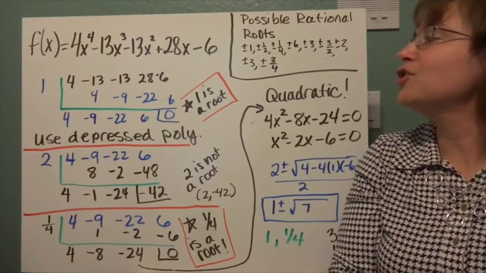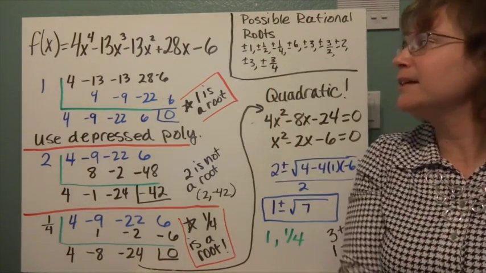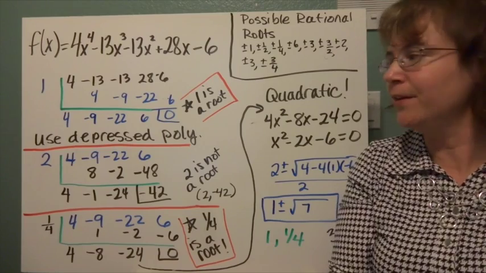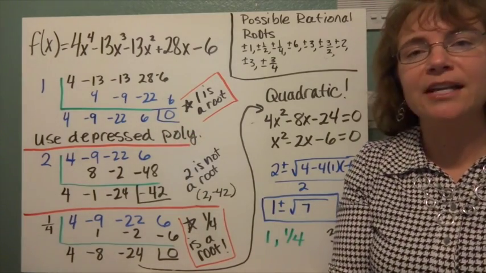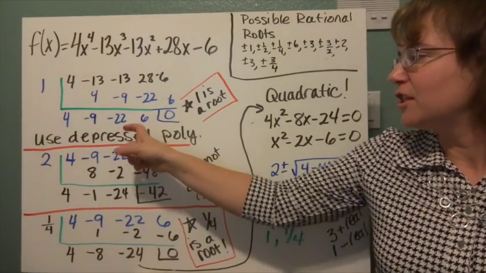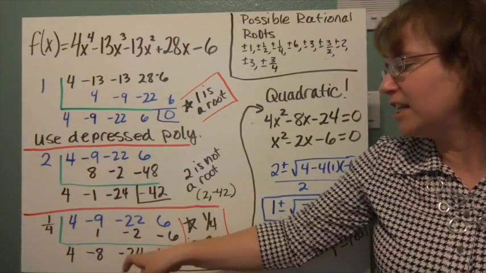So you can use the rational root theorem to find possibilities that you can test with your synthetic division. Always remember to use that depressed polynomial at the end. That just makes it easier and it makes it more efficient to get to that quadratic.